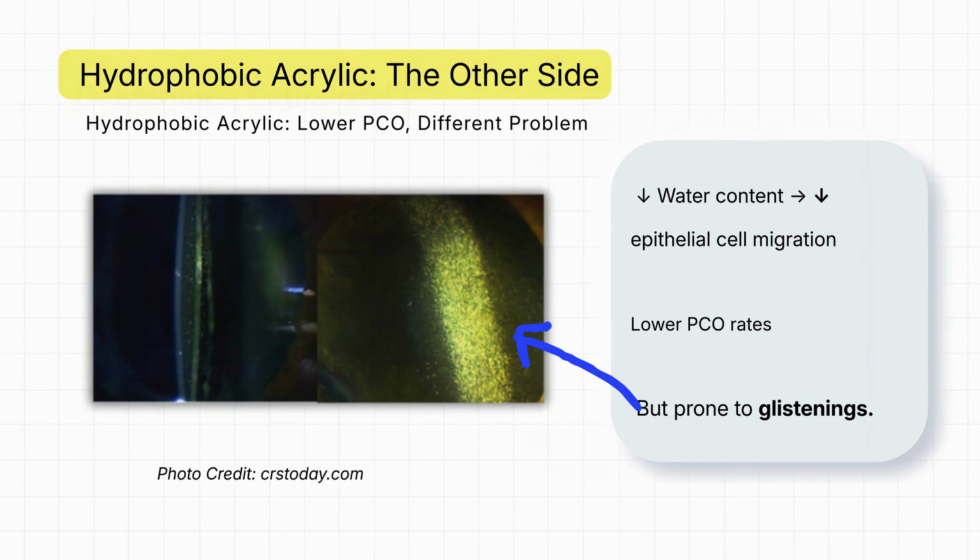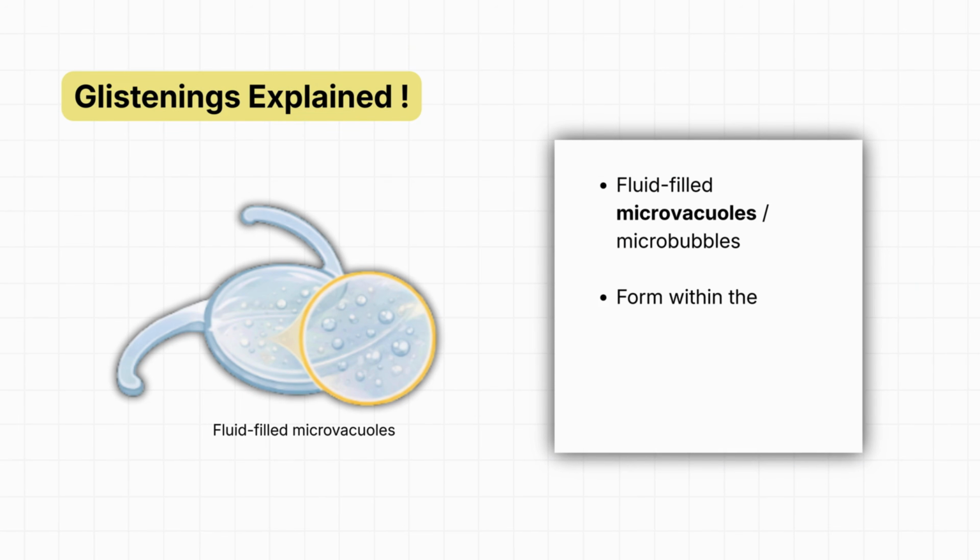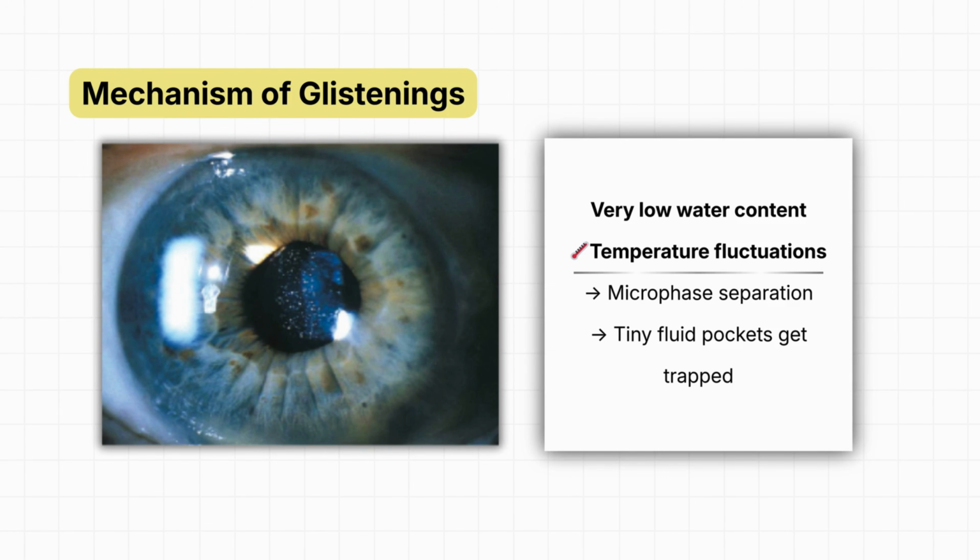Glistenings are fluid-filled microbubbles or microvacuoles that form within the optic of the hydrophobic acrylic lenses. They occur here because of the temperature fluctuations that occur within a hydrophobic lens. Moreover, the material has very low water content. This leads to microphase separation within the material, and tiny water droplets or tiny pockets of fluid get accumulated within the lens material. These fluid pockets are going to cause scattering of the light, leading to a sparkling or shimmering reflex. These are known as glistenings.